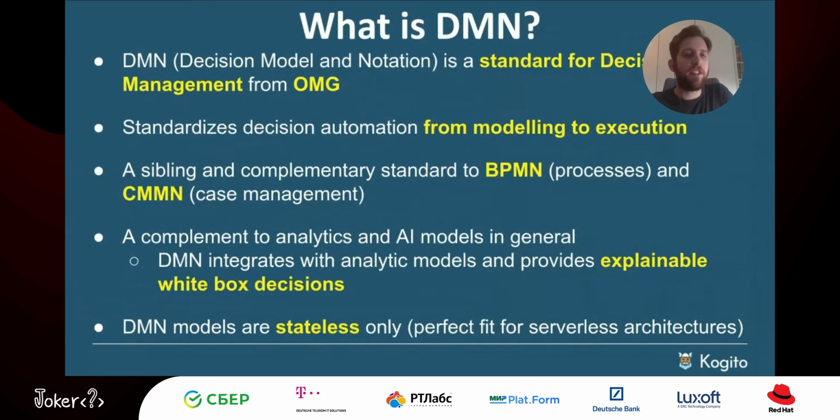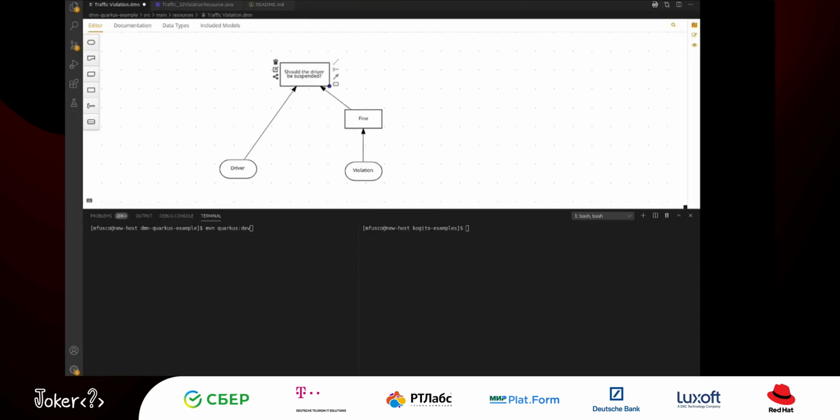What is DMN? DMN is a standard for decision management, and we support this standard along with rules. It's a complement to analytics and AI models in general. And within Kogito, it integrates also with analytic models, providing explainable white box decisions. So back to you, Mario, for the demo.